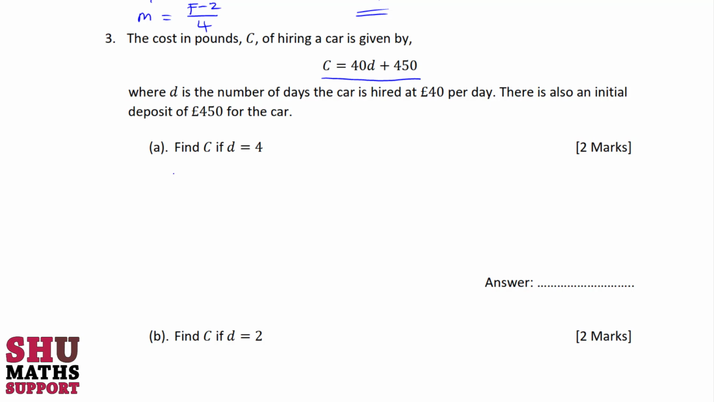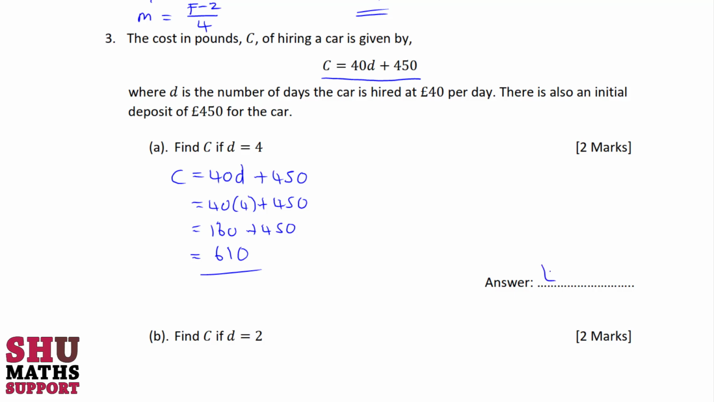So if we have C is equal to 40D plus 450, then if D is equal to 4, then surely we have 40 times 4 plus 450. And since 40 times 4 is 160, then this is equal to 160 plus 450. And 160 plus 450 is 610. So C is equal to 610. And then we'll just write that on our answer line. So C is equal to 610.